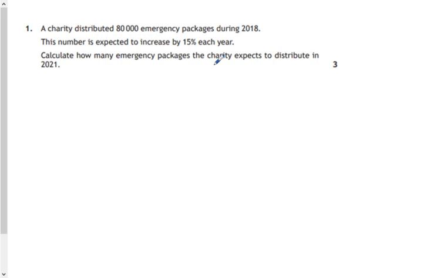So, a charity distributed 80,000 emergency packages during 2018. This number is expected to increase by 15% each year. Calculate how many emergency packages the charity expects to distribute in 2021. So, looking at that, 2018 to 2021 is 3 years. We're looking at a 15% increase each year. So we're going to use the multiplying factor method.